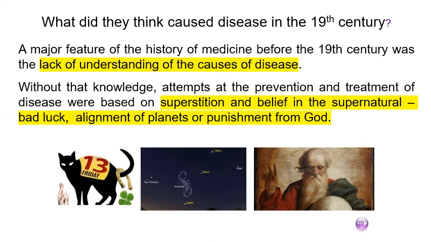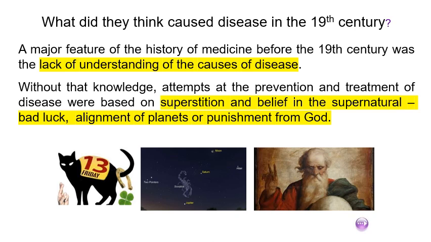At the time, people didn't really understand the cause of disease. They thought it was bad luck. It was the cat. They thought it was the alignment of planets, Mars and Jupiter in line with something. They thought it was God punishing you for swearing or living a sinful life. I mean, these are all the kind of things that were used to explain diseases for centuries, even going back to the Black Death in the middle of the 14th century. Same thing.